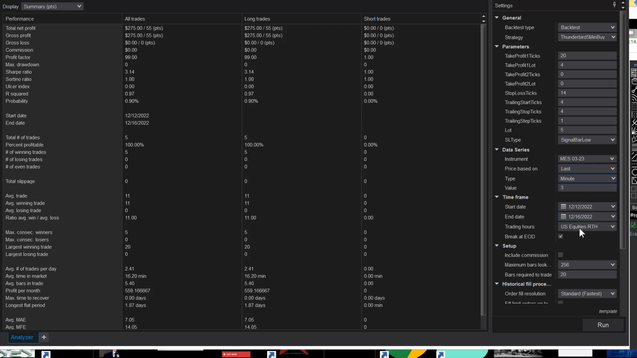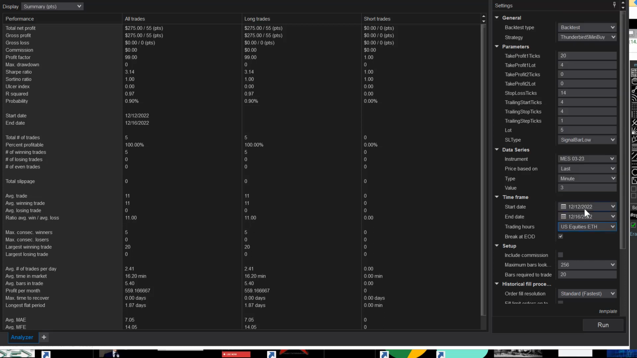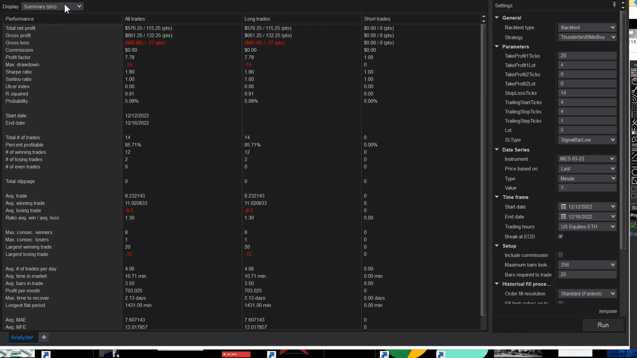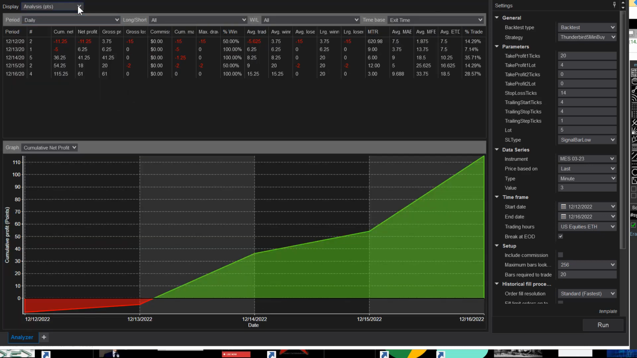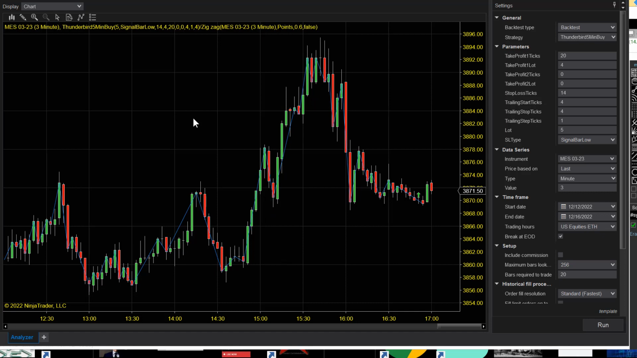We're going to go back to extended hours here for a second. We're going to run that, and then we're going to actually show you something here. Let that run through. And then we're going to go to analysis. Well, actually, I want to go to the chart. This is the analysis. Let's go to the chart. And the chart's going to break down where these signals are going out for the last week.